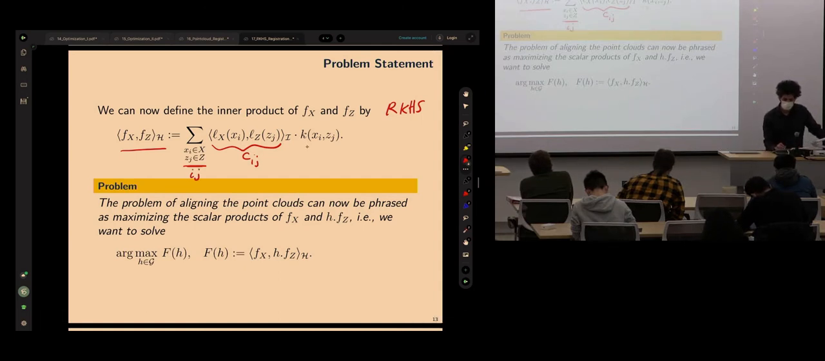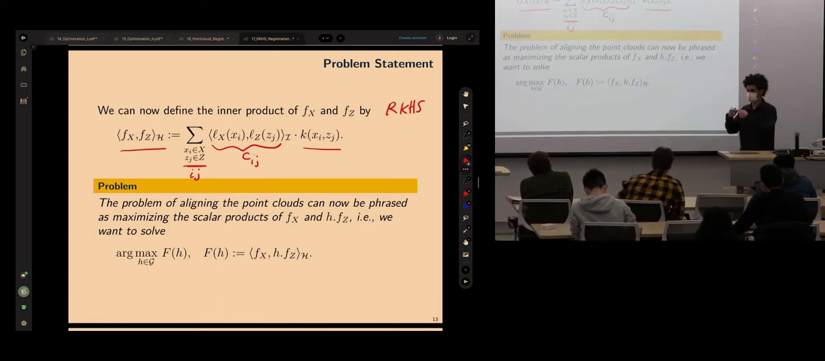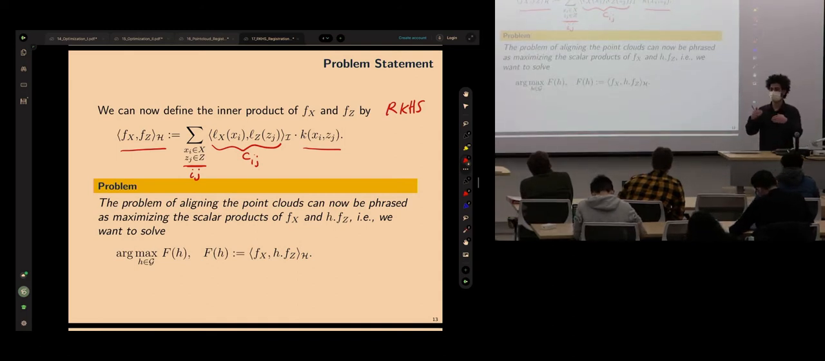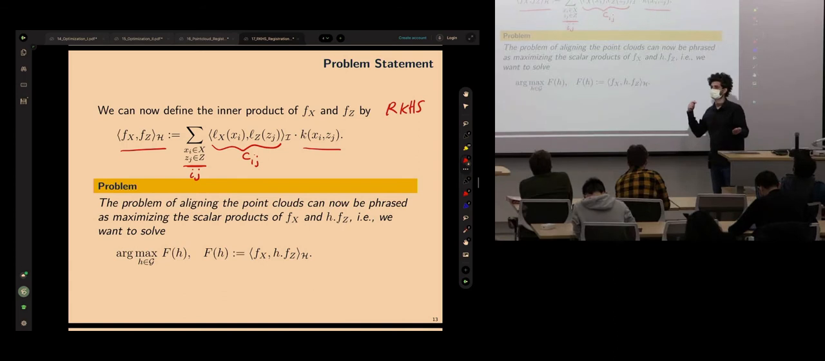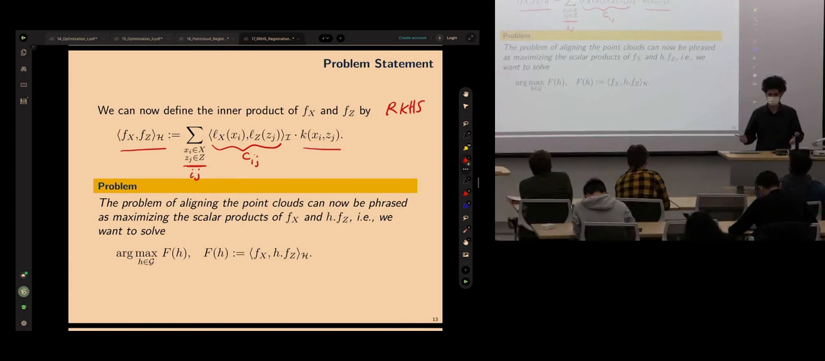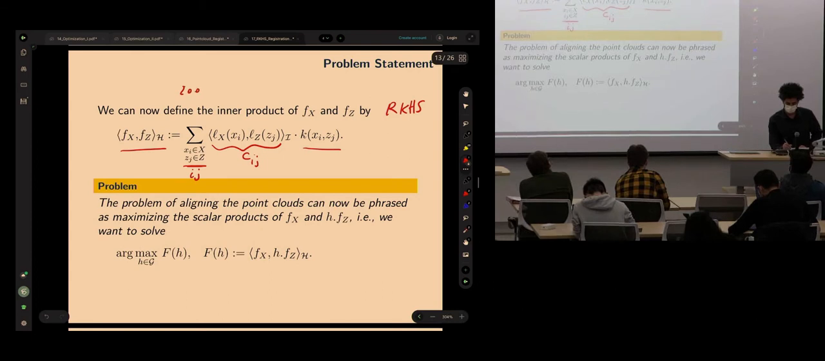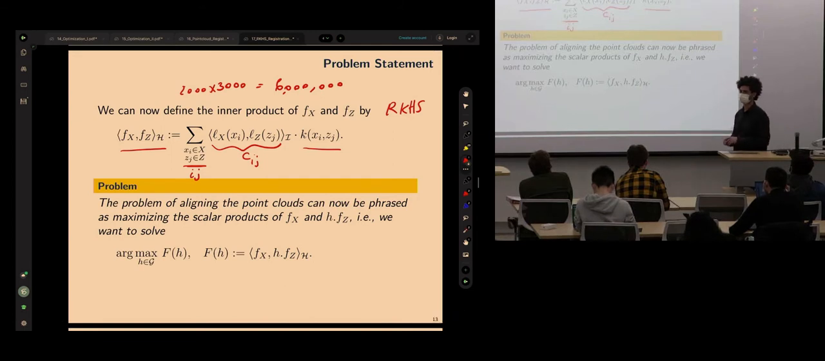And the kernel evaluated at the basis of two functions, xi and zj. Now, it is a double sum because for every xi, we should loop over every zj. Okay? If you have 2,000 points in the first cloud and you have another 3,000 points in the second cloud, the total sum will be 2,000 times 3,000, which is 6 million terms, right? It's insane.